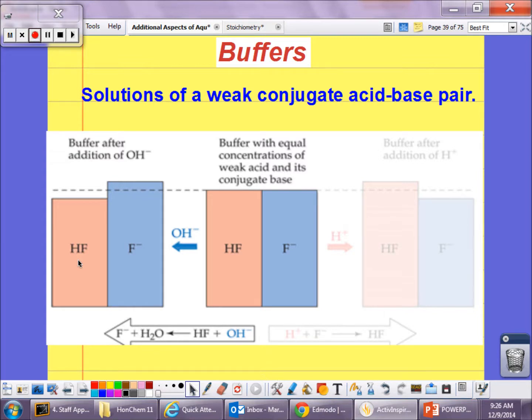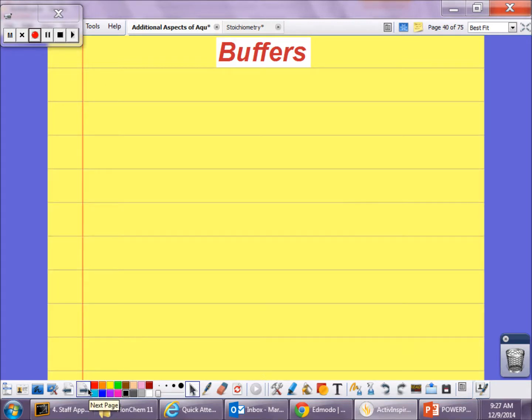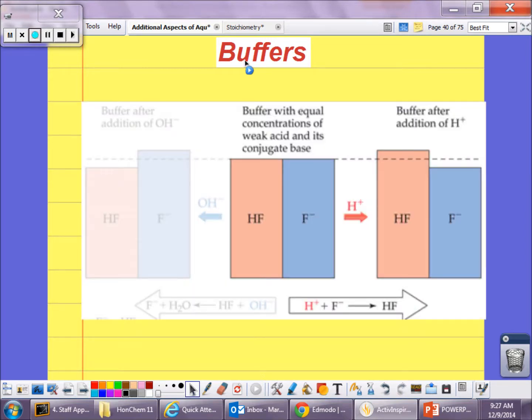Now you have the weak acid and its conjugate, and you add an acid, you add H plus. That H plus, which is the acidic part, will react with the conjugate base, the F minus, to produce HF. You are increasing that HF, you are using up the F minus. So whatever you add, one part of that mixture will react with it. That's what makes it resistant to a change in pH. I hope you understand what's going on.